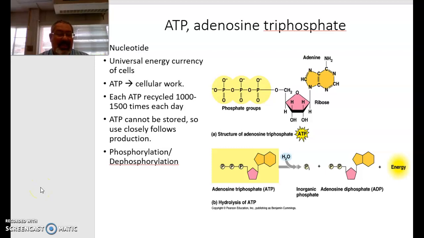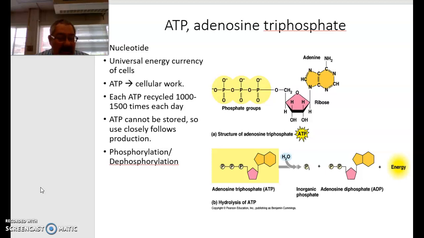ATP tends to be the energy currency that is produced in both photosynthesis and respiration. It tends to be the universal currency for cellular activity. So it's an energy storage molecule.